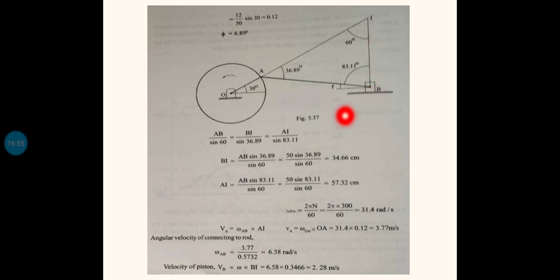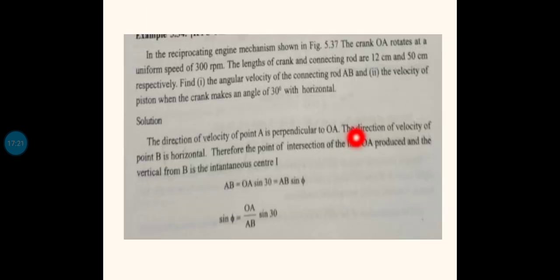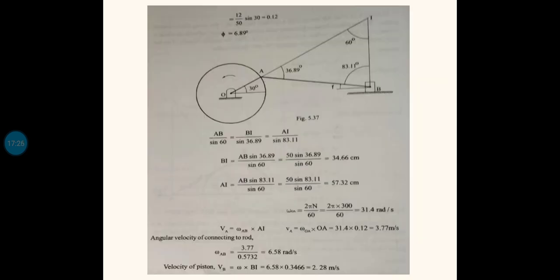Now we have got the instantaneous center. Now our aim is to identify the angular velocity of the link AB. For that I have identified the angle and all. This I got as 36.89 degrees. Everything I have obtained from the calculation. Now I want to find out the value of BI. Also I want the distance AI. The quantities I had to find out are the angular velocity of the connecting rod AB and the velocity of the piston when the crank makes an angle of 30 degrees. I want to find out the velocity of the piston, that is VB.